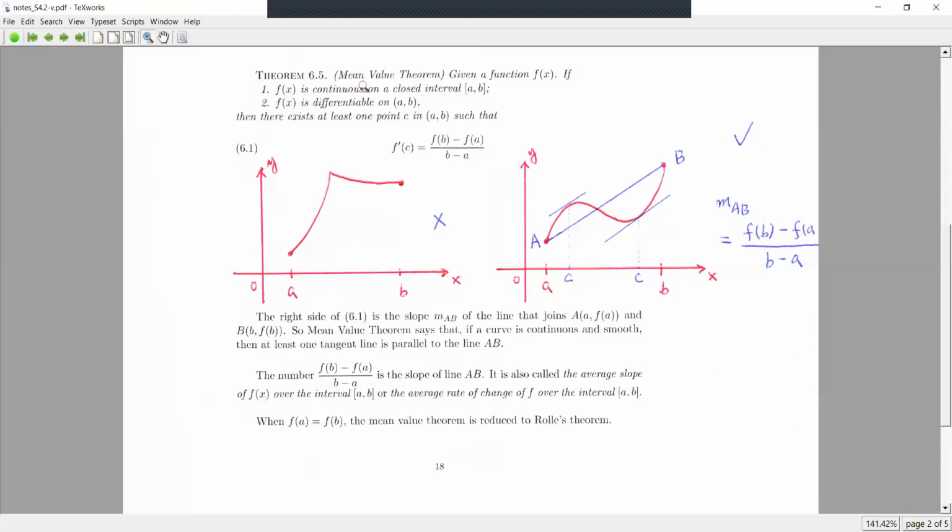Actually, Rolle's theorem is a special case of mean value theorem. When function value at A is equal to function value at B, then the right side of this equation is 0. Then this equation says that derivative at C is 0. In this case, mean value theorem is the Rolle's theorem. So when f of A is equal to f of B, mean value theorem is reduced to Rolle's theorem.